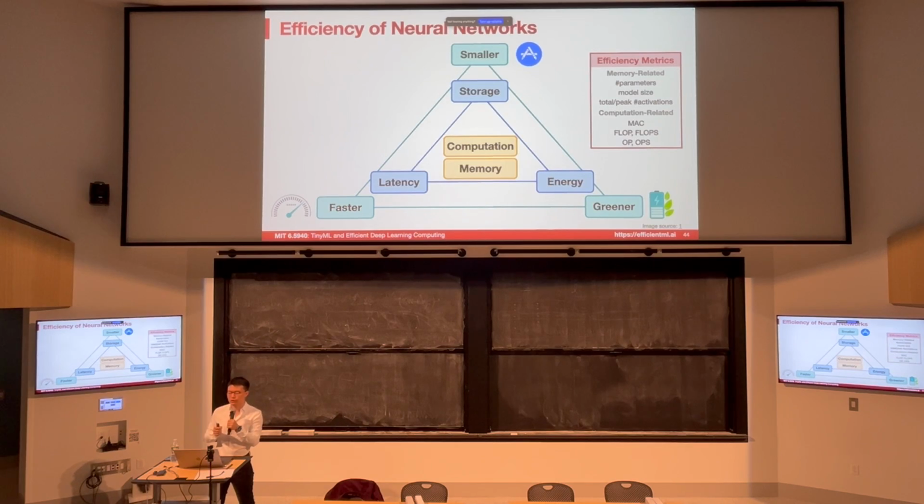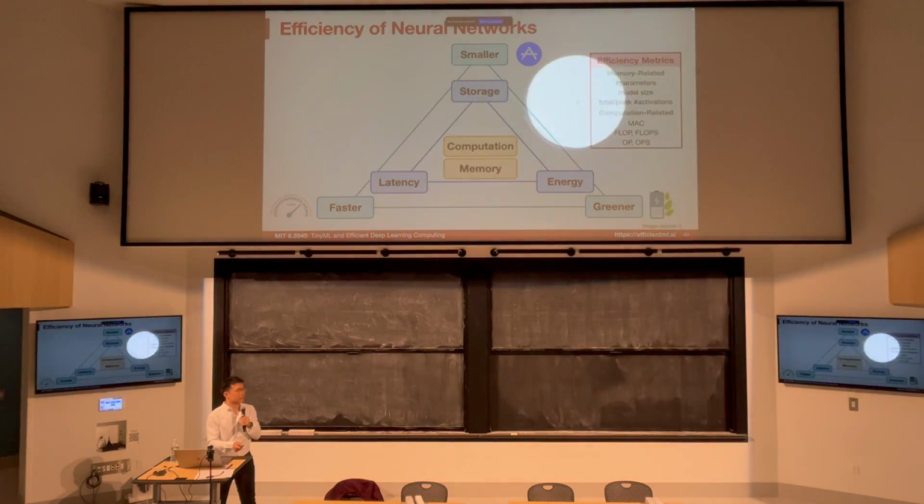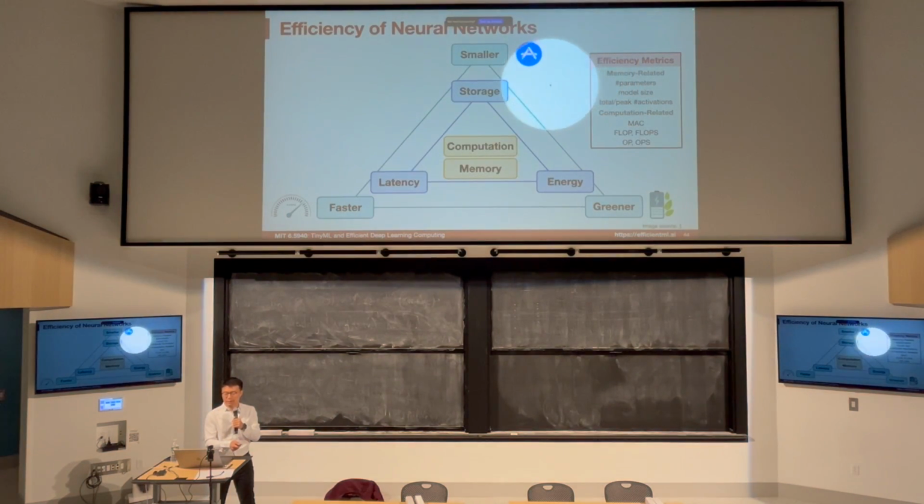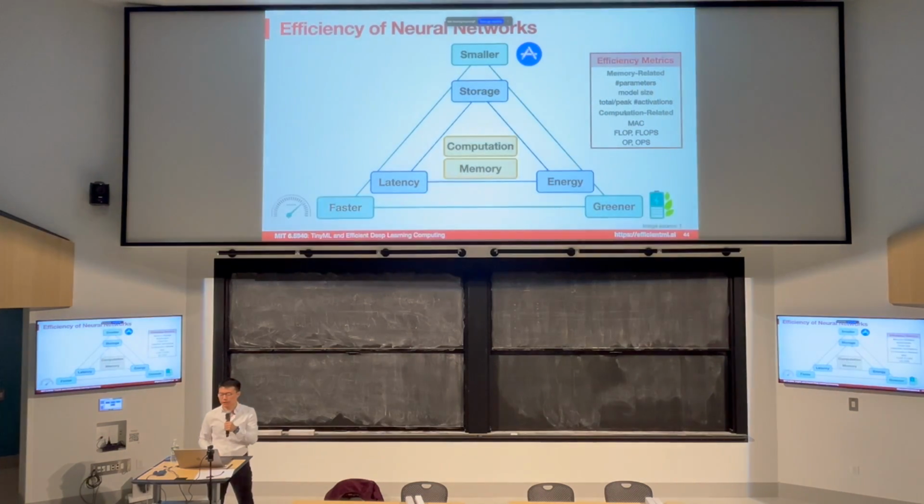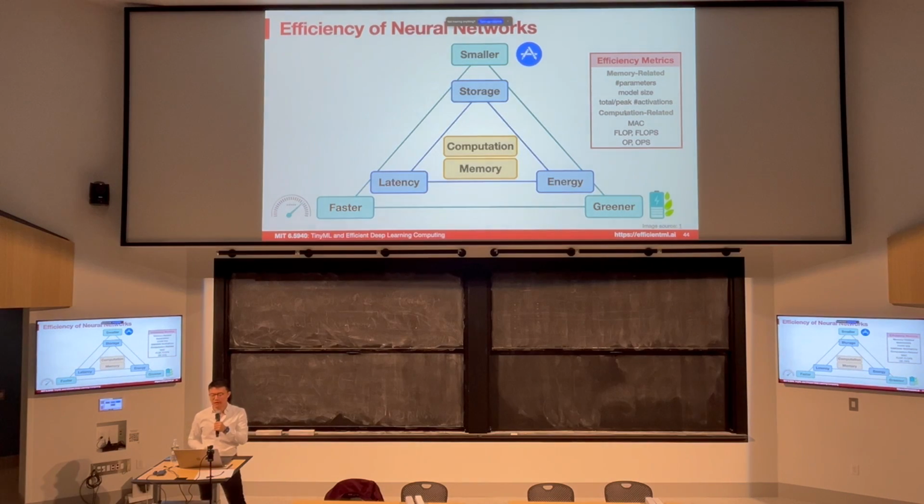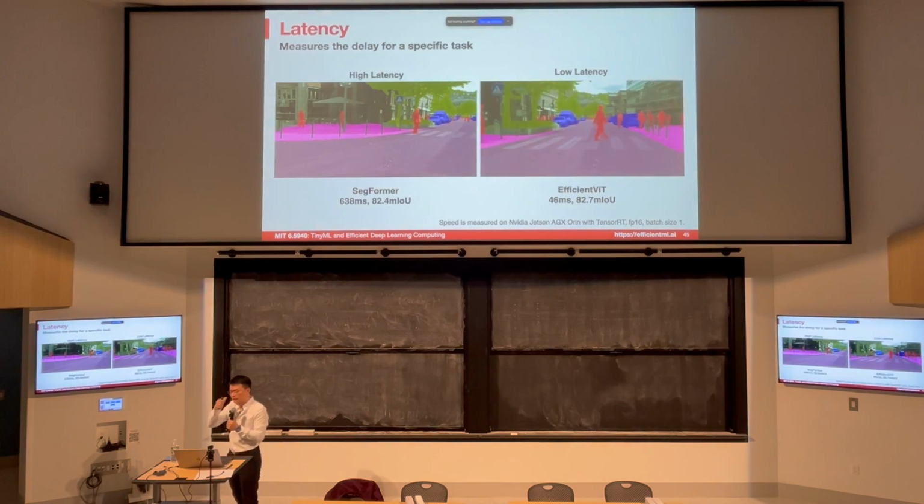So we are going to introduce several efficiency metrics on the right-hand side. Some of them are memory related, some of them are computation related. On the memory side, we'll introduce how to count the number of parameters, the model size, the total activation size, and peak activation size. For the computation related, we're going to talk about what is a MAC, what is FLOP, what is FLOPS, what is OP, what is OPS. So let's first talk about latency.